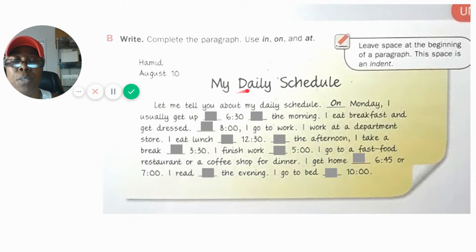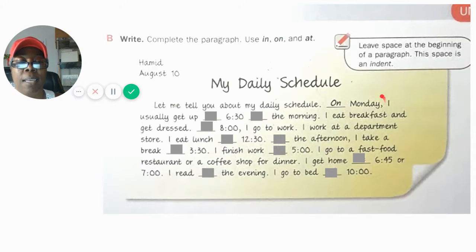So first we're going to take a look at Hamid's daily schedule. He wrote this is his daily schedule, and this is August the 10th. The assignment is to use in, on, or at, and fill in the blanks. As you can see, I have them all covered up. We'll go through each one at a time. It says, let me tell you about my daily schedule.